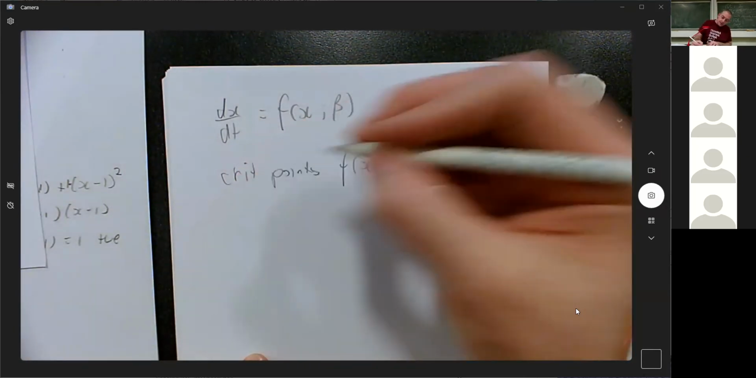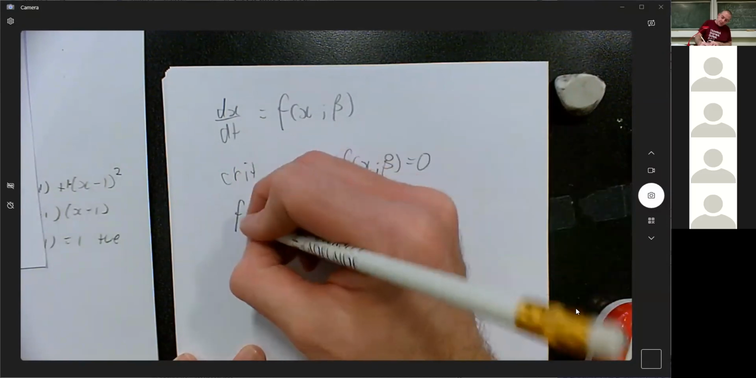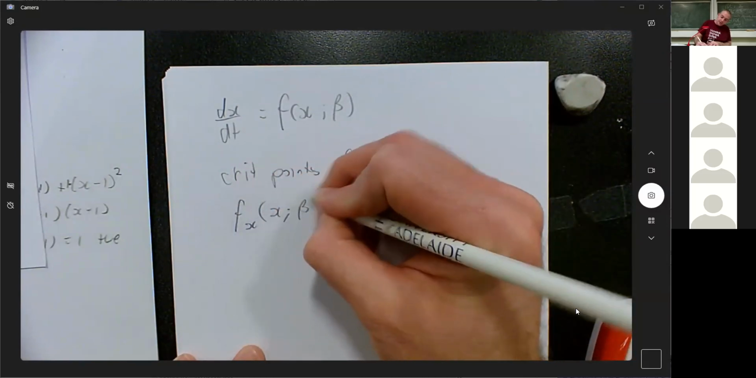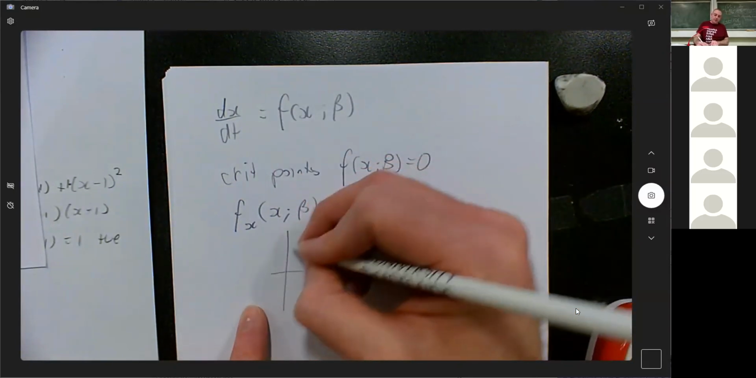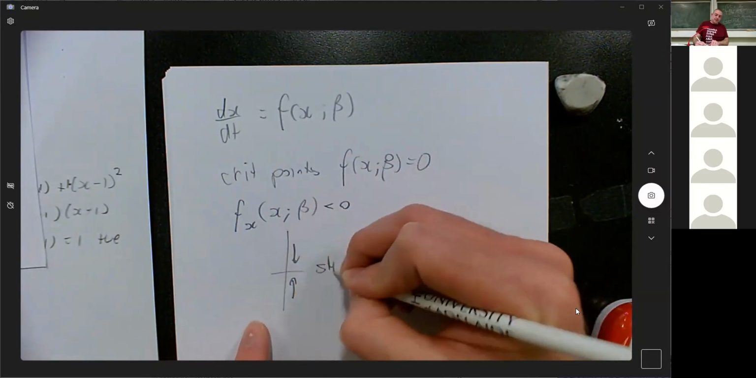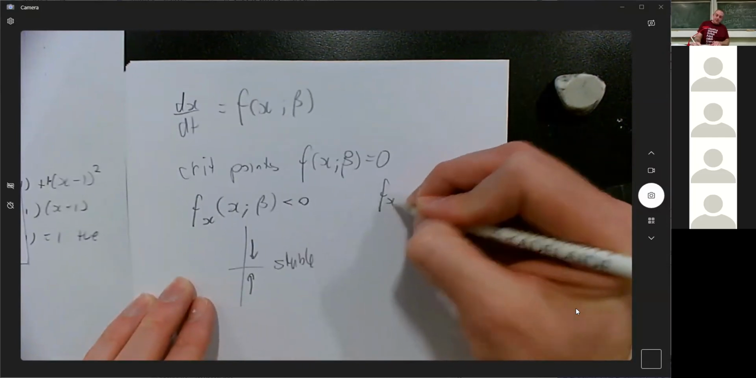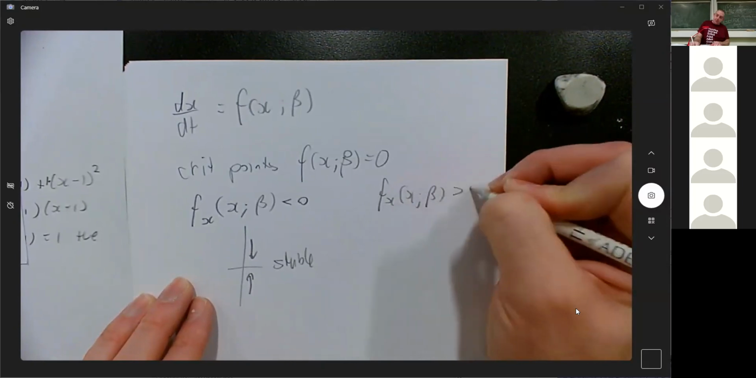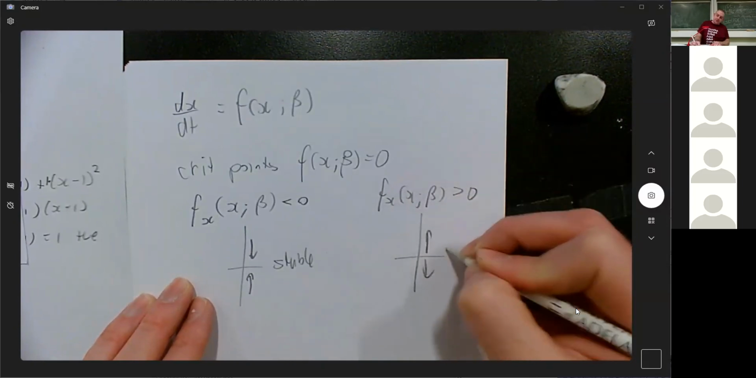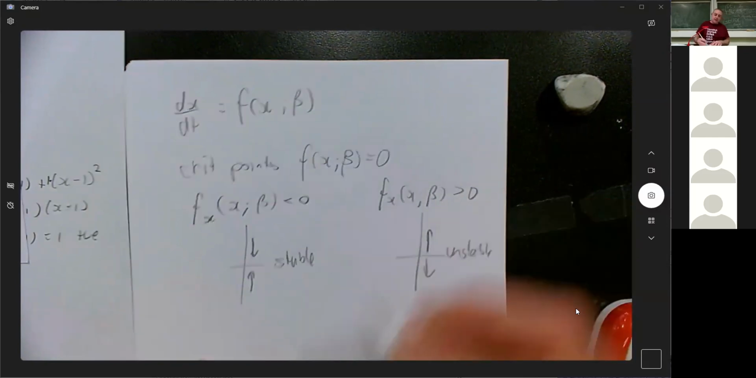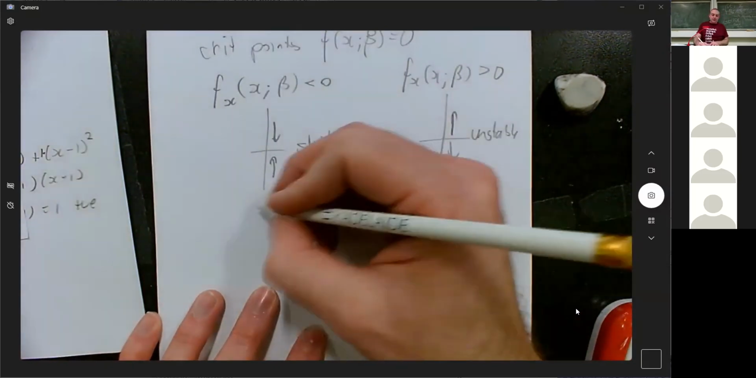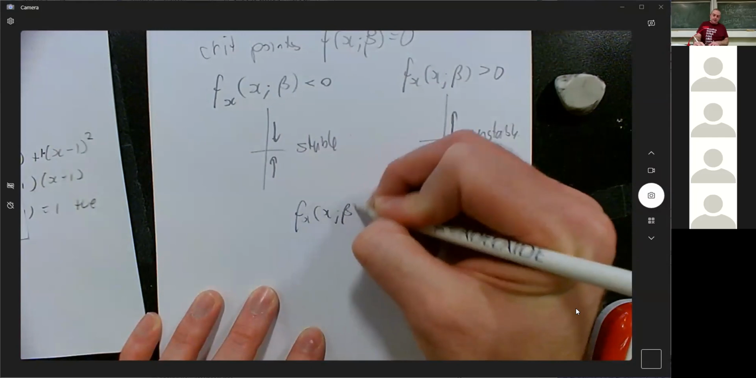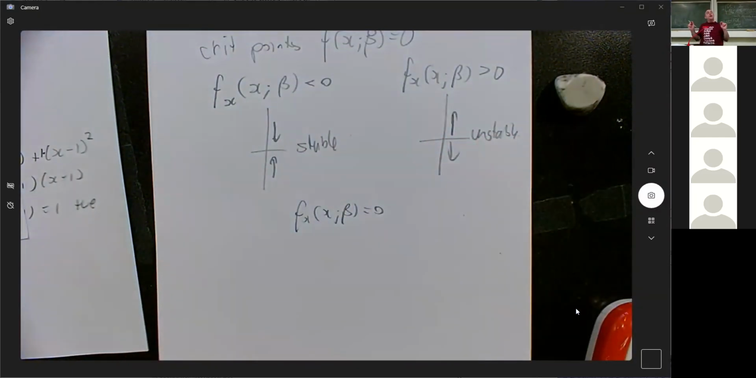If the derivative of that is negative, then it will produce this thing, which will be stable. And if the derivative of that is positive, it'll produce this thing, which is unstable. And that goes for a specific beta. And if the derivative of that is 0, that's the only way you can possibly get semi-stable points.